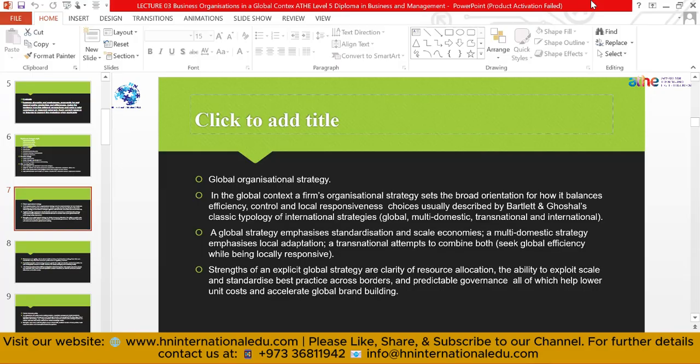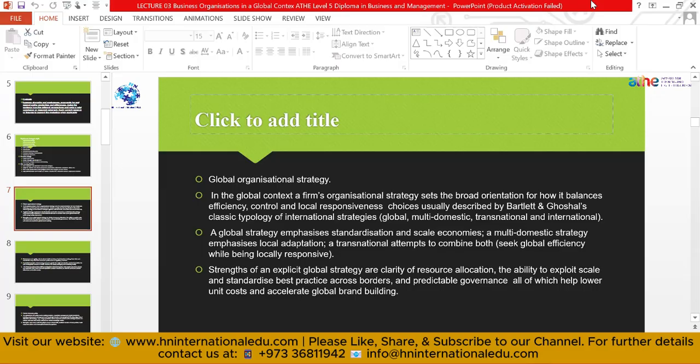Strengths of an explicit global strategy are clarity of resource allocation. Explicit ones are those which we can touch, we can feel, we can work on, we can see the effects. Resource allocation, or the allocation of resources, as in the raw material, factors of production, that is land, labor, capital, we're using to make the products and delivering of the resources, how we are using it. The ability to exploit the scale economies and standardize best practice across the borders.